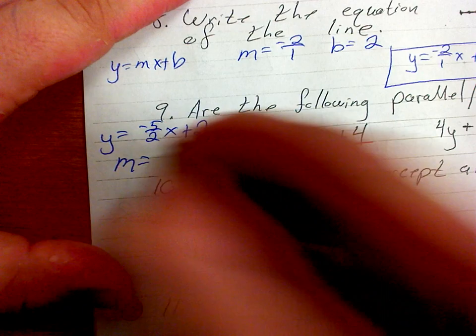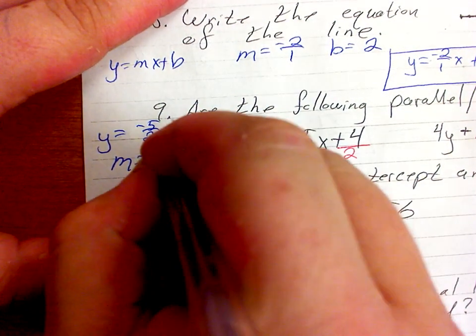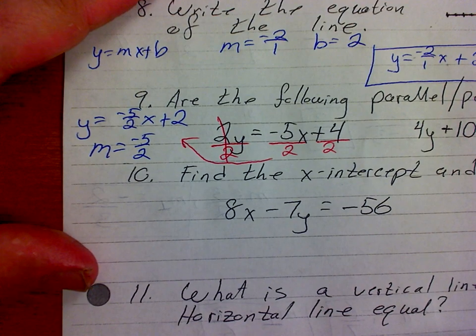Now we're just focused on the slope when we're trying to determine parallel, perpendicular, or neither, and the slope of this one is negative 5 over 2.